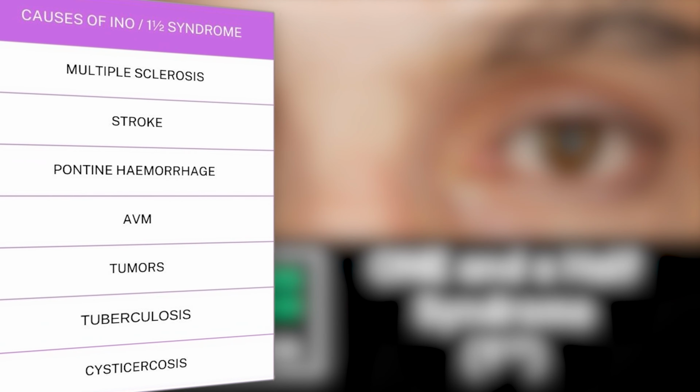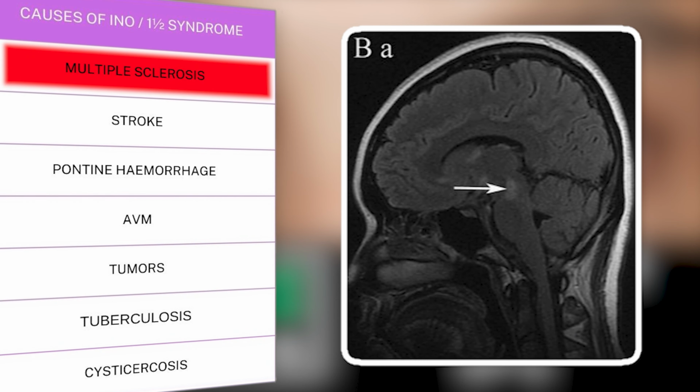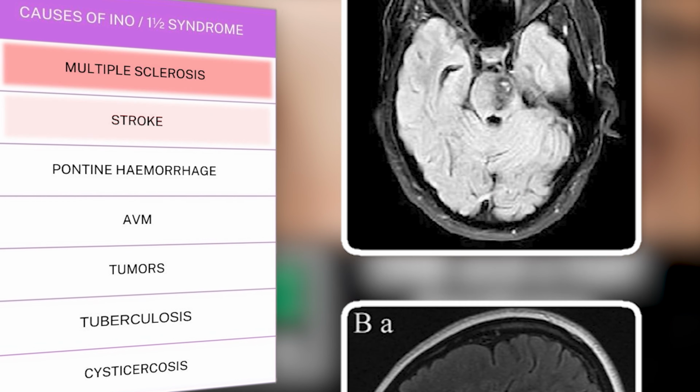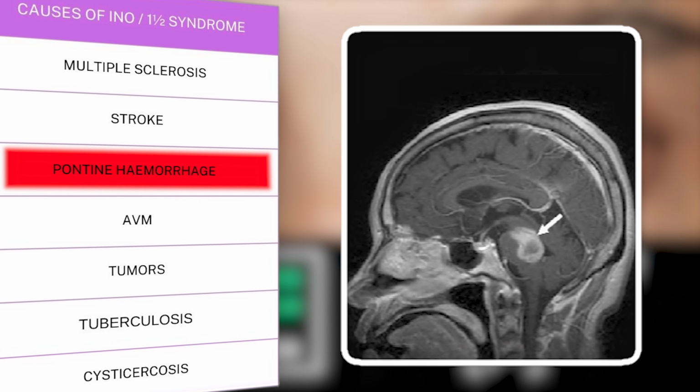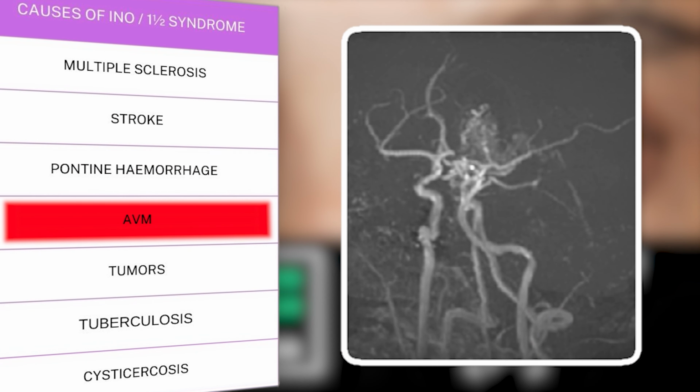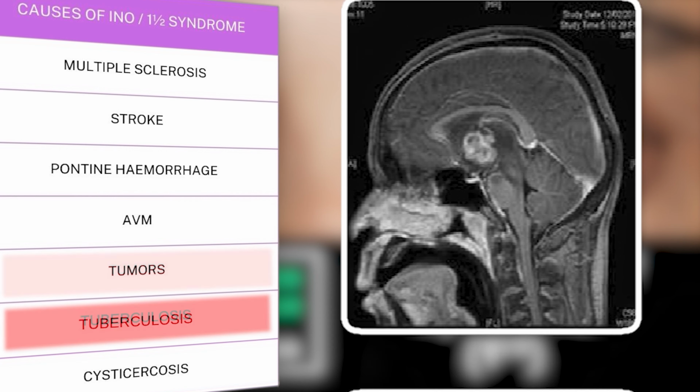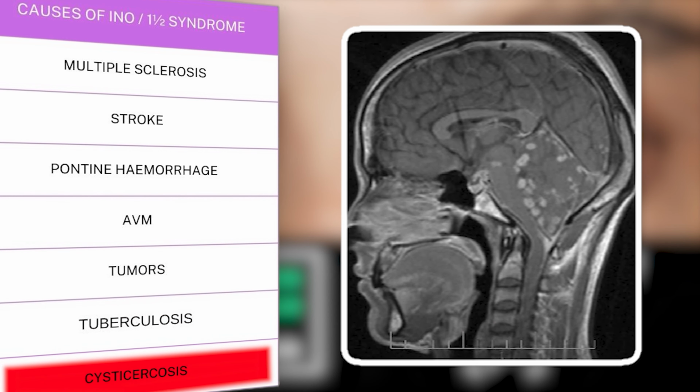The causes of internuclear ophthalmoplegia and one-and-a-half syndrome. Multiple sclerosis is the most common cause of INO or one-and-a-half syndrome, followed by stroke, pontine hemorrhage, AV malformation, tumors, tuberculosis, cysticercosis, and a few other rare causes.